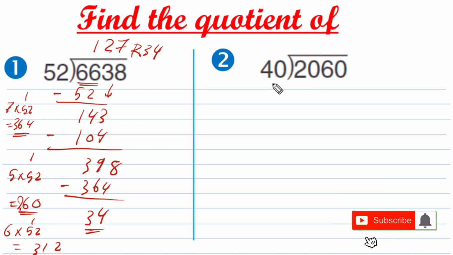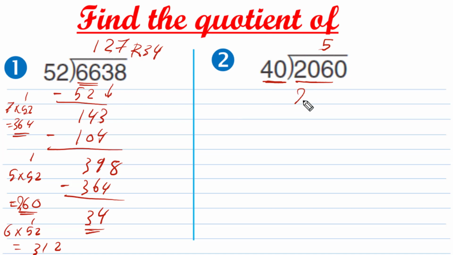Number 2 divided by 40. Take the first two digits, it will be 20, which is less than 40. Now we can take the first three digits, it will be 206. Divided by 40, you can try 5. 5 times 40 equals 200. Now 206 minus 200, it will be 6. Bring down the last digit, which is 0, it will be 60, guys.